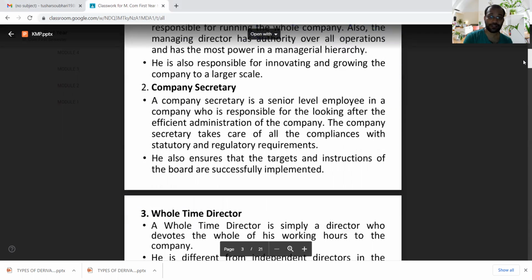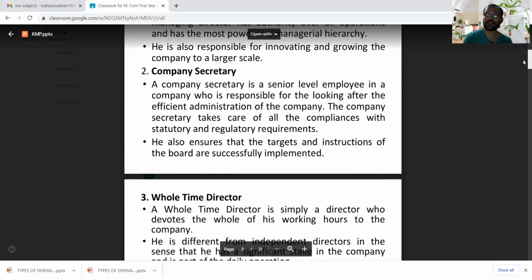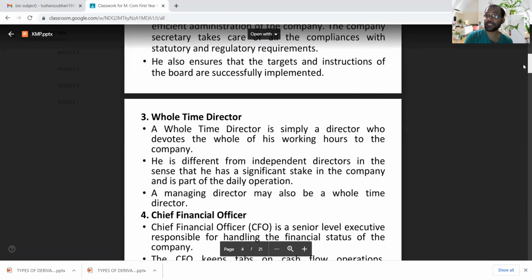Next is Company Secretary. A company secretary is a senior level employee in a company who is responsible for looking after the efficient administration of the company. The company secretary takes care of all the compliances with the statutory and the regulatory requirements. He or she shall ensure that the targets and the instructions of the board are successfully implemented. The detailed answer on the duties, rights, and liabilities of the company secretary will be dealt with in the coming sessions.